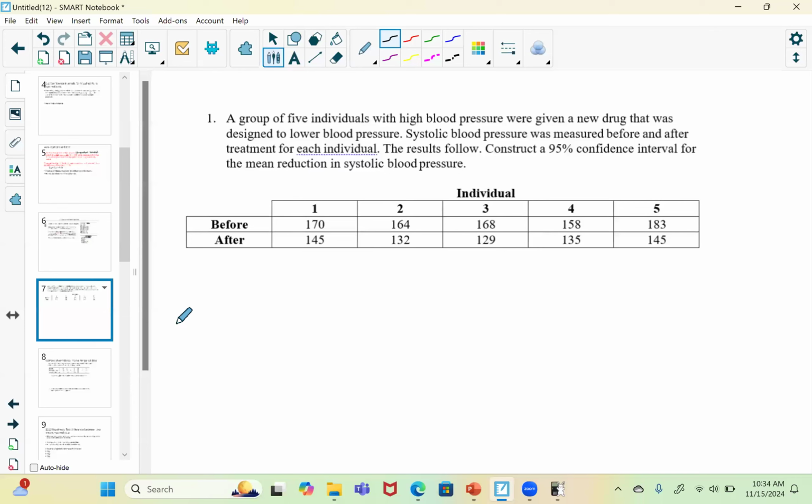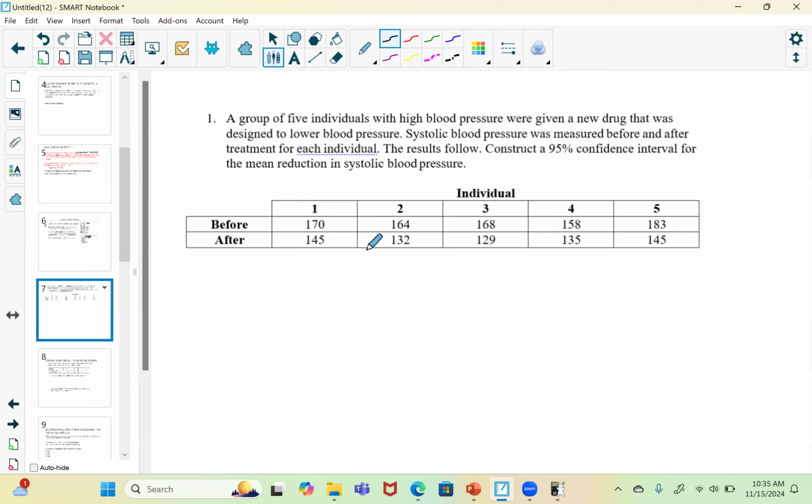Okay, so let's look at an example. A group of 5 individuals with high blood pressure were given a new drug that was designed to lower blood pressure. Systolic blood pressure is measured before and after treatment for each individual. The results follow. Construct a 95% confidence interval for the mean reduction in systolic blood pressure.